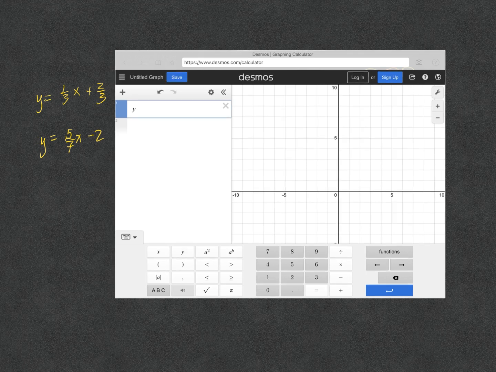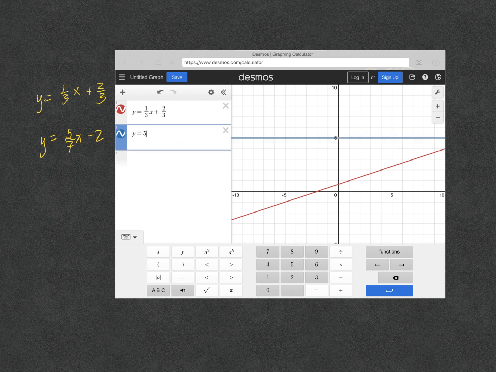So y equals, and then I'm going to go 1 divided by 3. And then you got to arrow over, and then now you can type your x, and then hit plus 2 divided by 3. So there's that one. And so that's the graph that we had. And then here's the second one. Y equals 5 divided by 7, 5/7, arrow over, put your x, and then put minus 2.